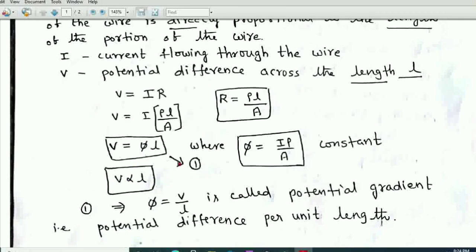Here, from equation number 1, V is equal to phi into L. Now we can write phi is equal to V by L. This phi is called the potential gradient.